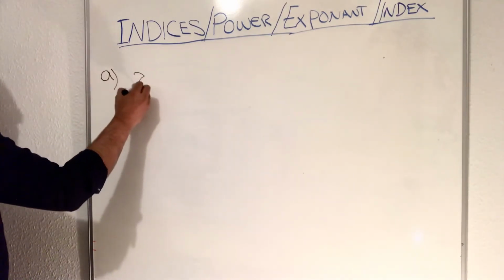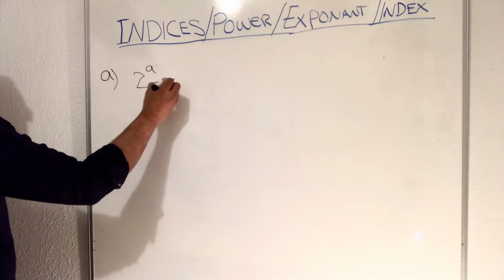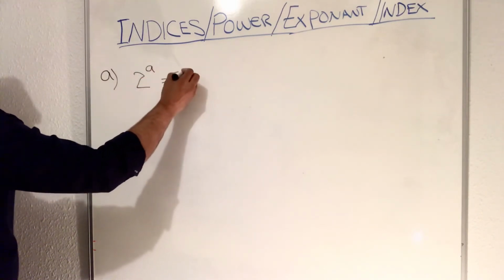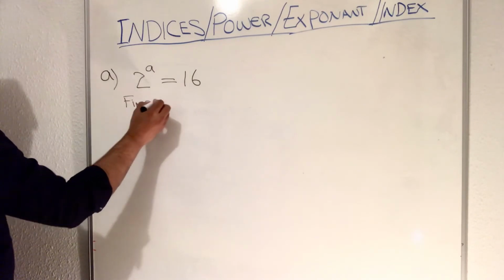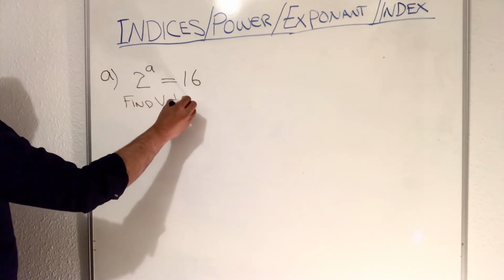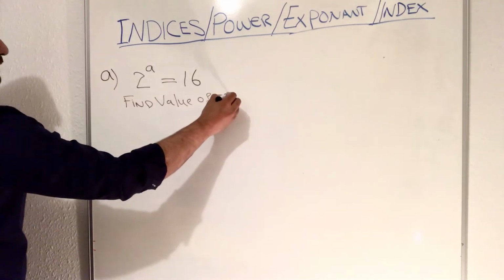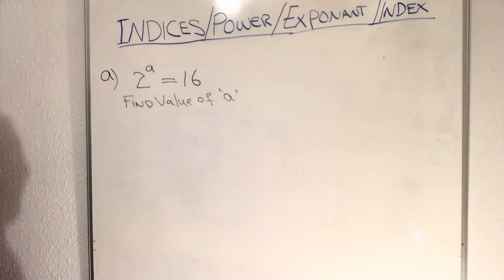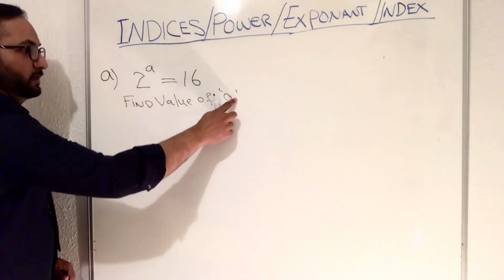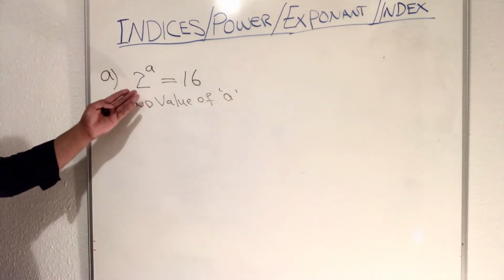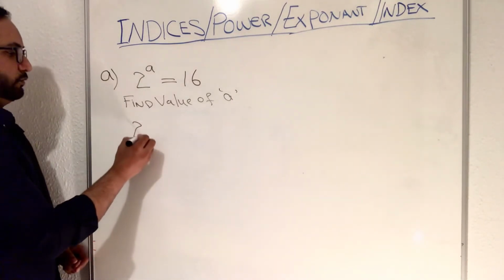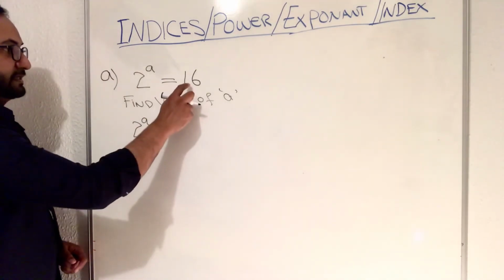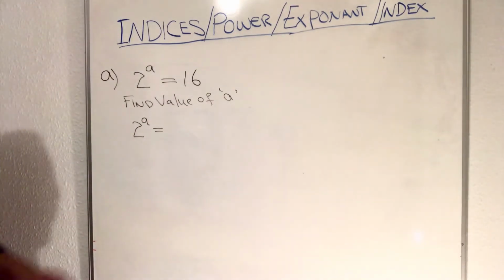It says 2 power a is equal to 16. Find the value of a. So now you can see 2 power a and 16. How can we define that? First of all, write down that number: 2 power a is equal to 16. Break that 16 into parts.